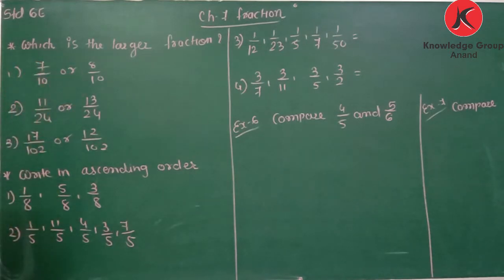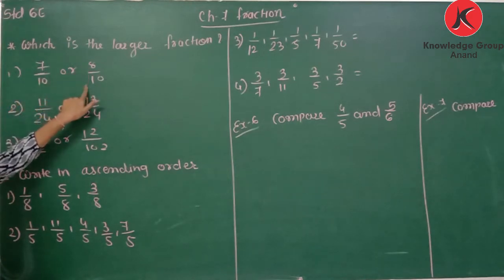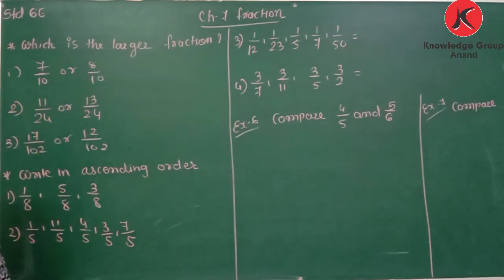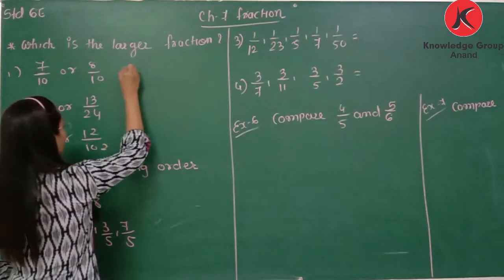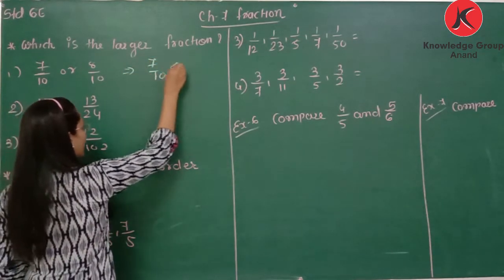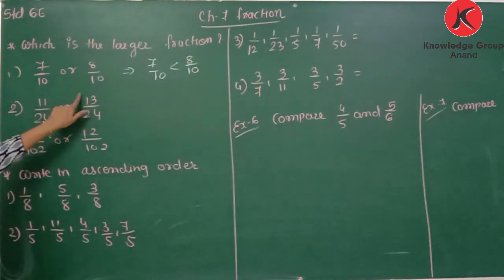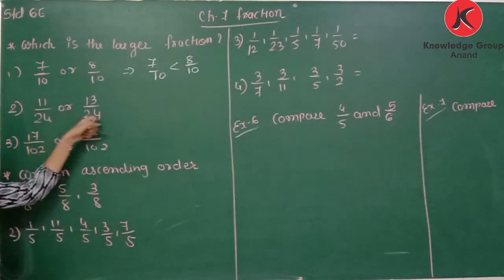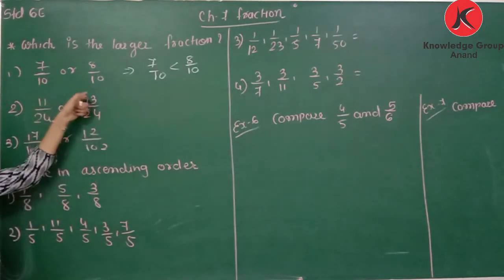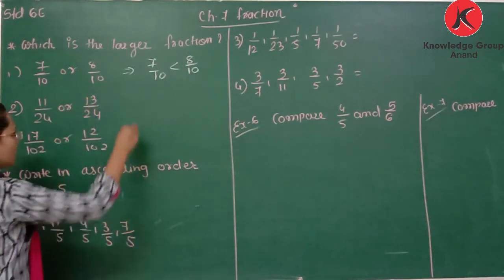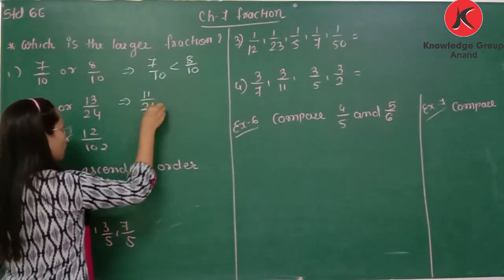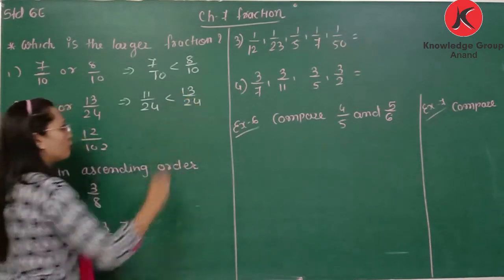Which is the larger fraction? Here these fractions are given. First, the denominator is the same, so they are like fractions. Here 7/10 and 8/10. If they are like fractions, then the greater numerator becomes greater. So 7/10 is less than 8/10. Now for 11/24 and 13/24, the denominator is the same, 24, so compare the numerators. Here 13 is greater, so 11/24 is less than 13/24.